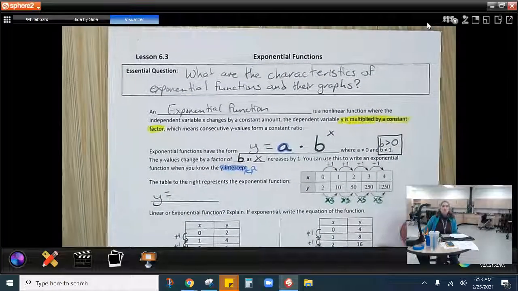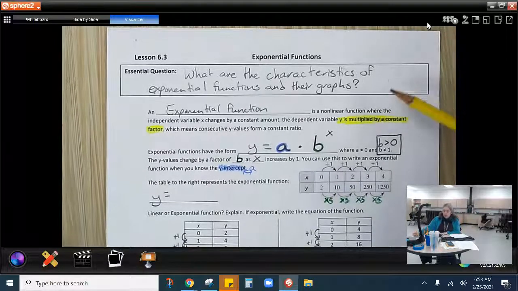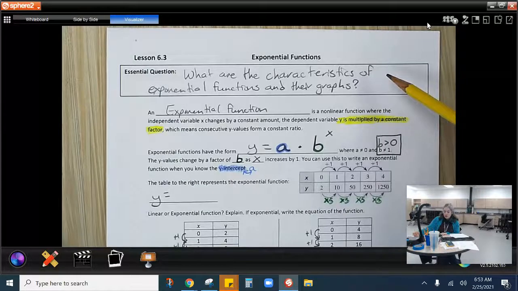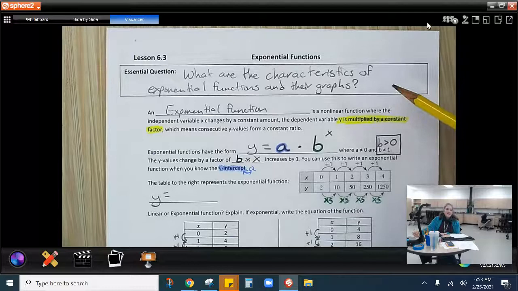So we are starting lesson 6.3, which is all about exponential functions. You guys have heard me say before, we are living an exponential function right now with this pandemic, and we're going to learn what that means. What does that mean? So our essential question: what are the characteristics of exponential functions and their graphs? What is an exponential function?